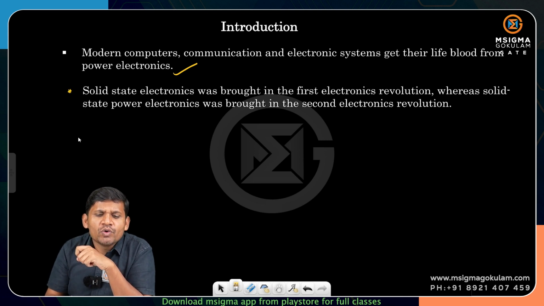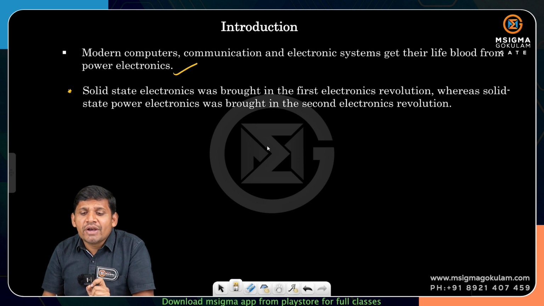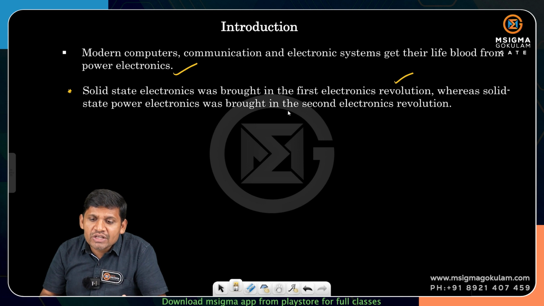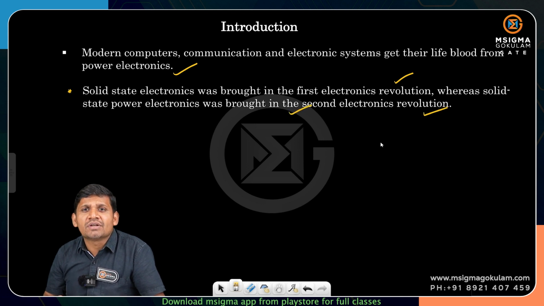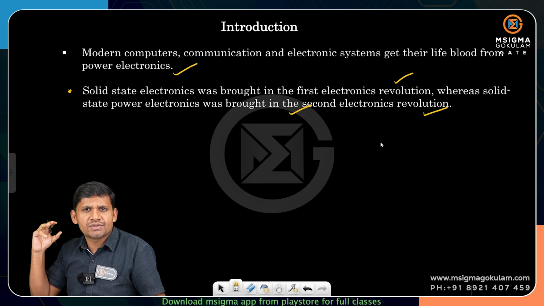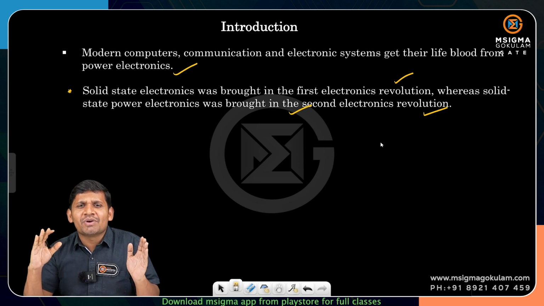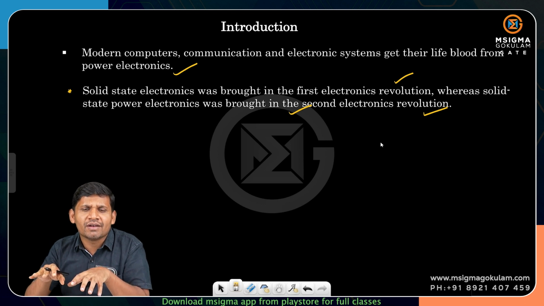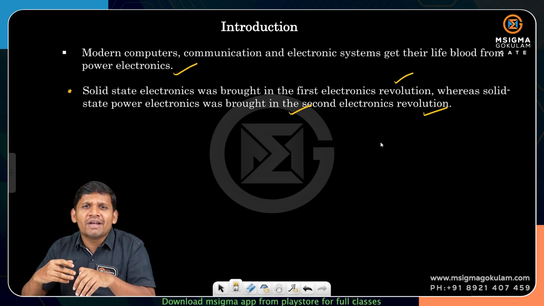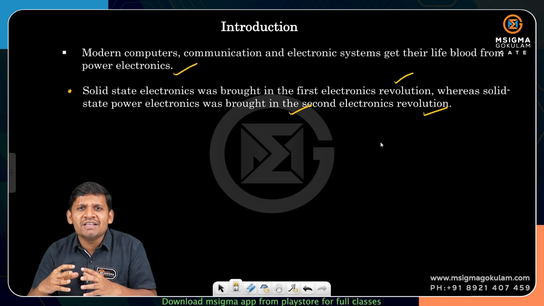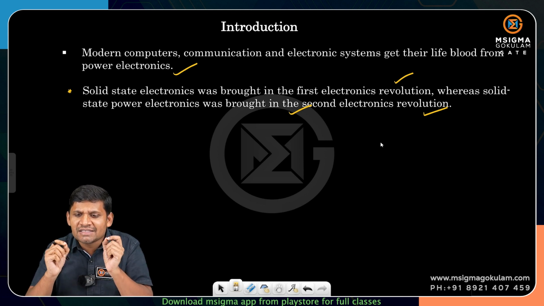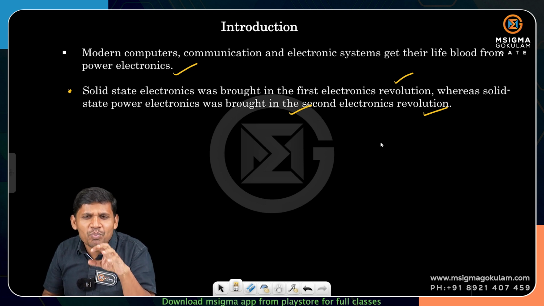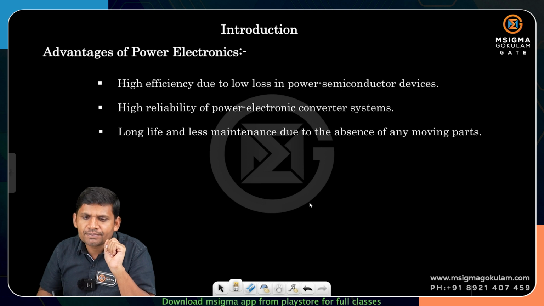And one more point you remember, students: solid state electronics brought the first electronic revolution, whereas power electronics brought the second electronic revolution in the development of power electronic circuits. Generally, whatever solid state electronic devices were there, those were used only at signal level, low voltage level. But once power electronic devices were developed, we use those devices at power level. This is the second revolution in electronic circuits. These are the importance of power electronic circuits.